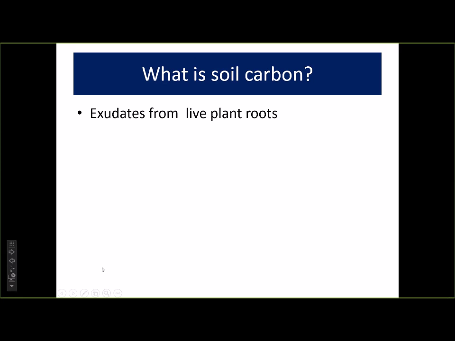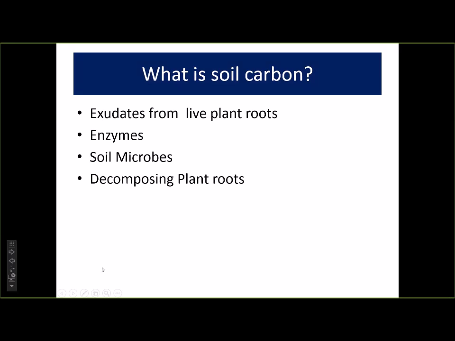So to increase that microbial population, we need to have a diversity of plants. And then, of course, enzymes. That's what helps break down the carbon, all the food or the residue, the plant roots, whatever you want to call all those things that the microbes are eating. Enzymes help to break those down. And then we've got the soil microbes, of course, and decomposing plant roots. We've got the plant roots in the soil. Now that's food for the microbes.